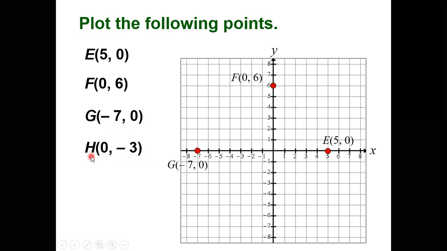And the next point is H, 0, -3. So the x coordinate is 0. So we want to move 0 places, right? So it will come here, and after that how many places down? Why down? Because the y coordinate is negative. If it is negative, we want to move down. How many places? 3 places down. So from the origin move 3 places down, and this is the point 0, -3.